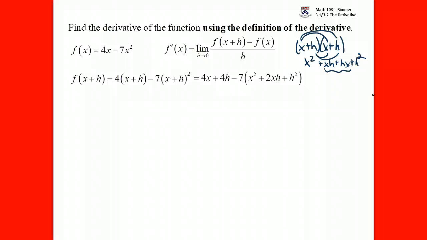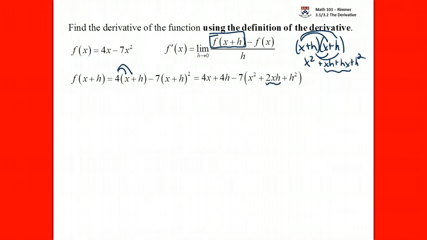Don't make the mistake of just squaring the x and squaring the h. Don't do that. You'll be forgetting about this middle term. Distribute this across to give you 4x plus 4h. Remember what the goal is. Simplify as much as possible. We are only now working with this part.